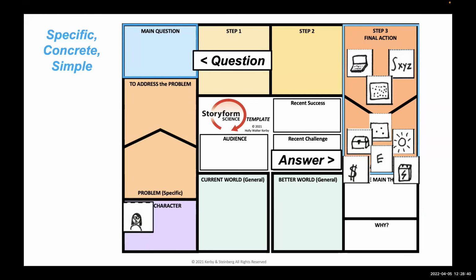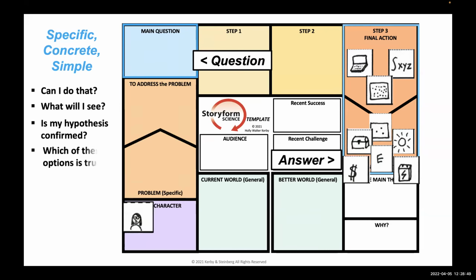needs to be concrete and simple. It needs to be things like, can I do this? What will I see? Is my hypothesis confirmed? Which of these options is true? Simple, concrete, specific. And so hers was, can we find a way to store solar energy that's cheaper than batteries? And you can see, if you look down at her answer, the action, the scene that she's built in the end answers that question.